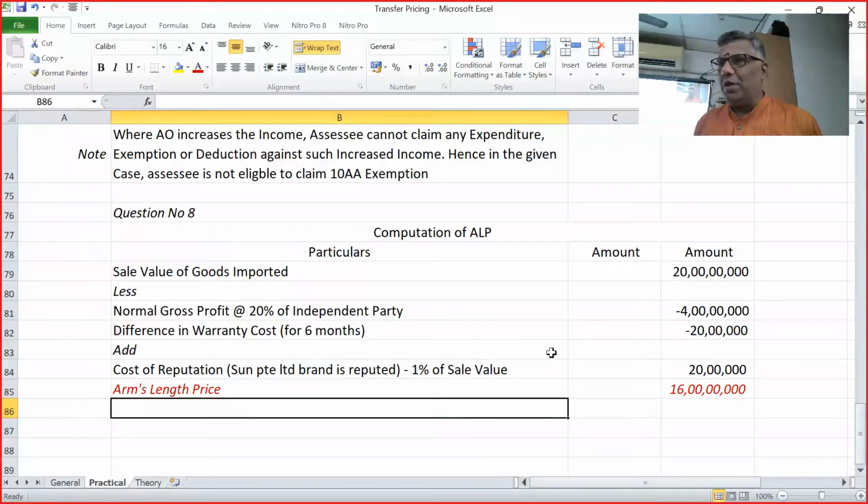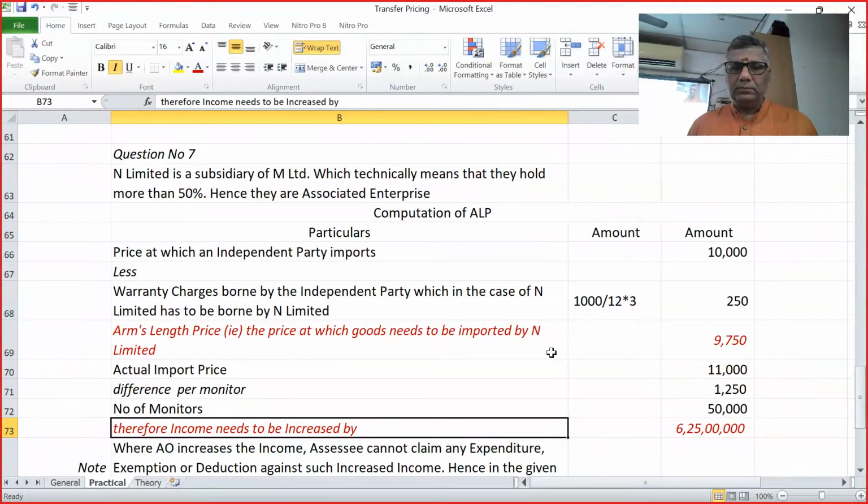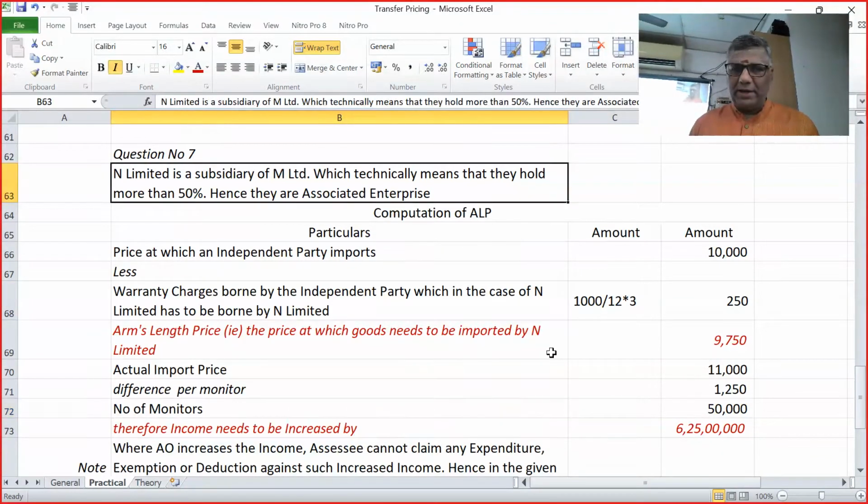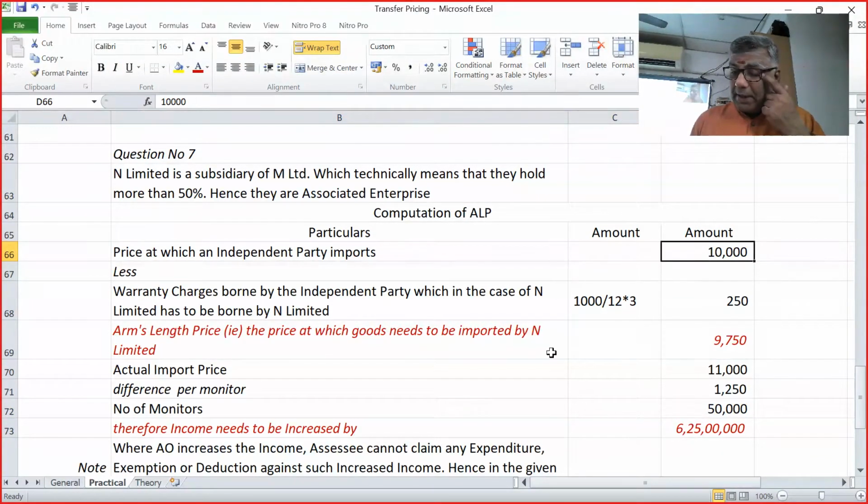The whole point is to find what the import cost of this 20 crores is. We were not given the number of units, we were given the per unit value. That is a different question. In the previous question, price of dependent party 11,000, add warranty cost, 11,250 minus 9,000, 1,250.